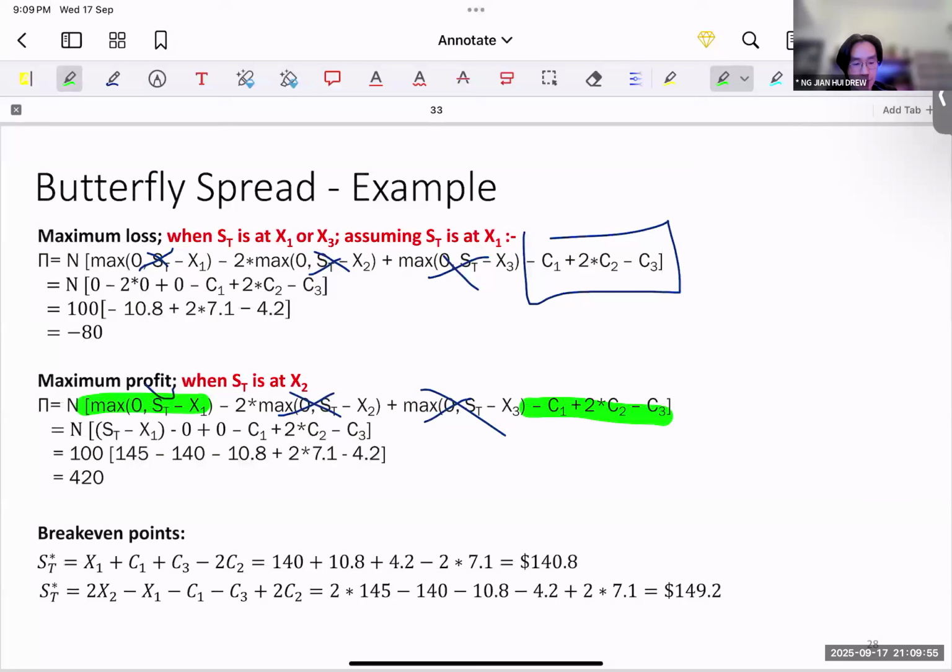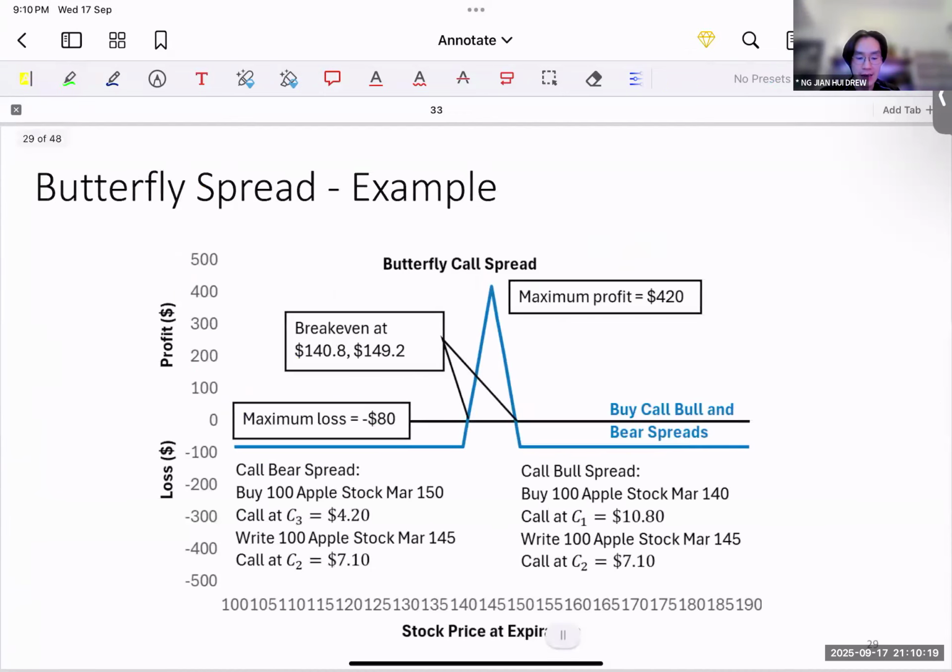As mentioned earlier, there are 2 break even points for the butterfly. So it's either this or this. Do you have any questions for the butterfly spread? Okay, no, right?